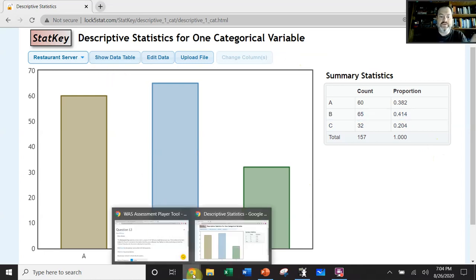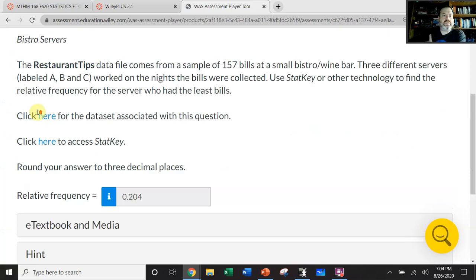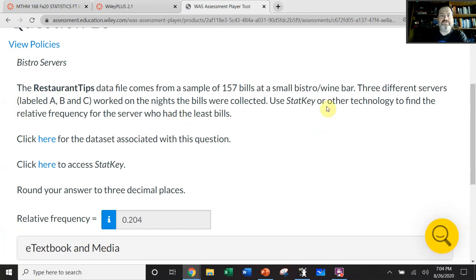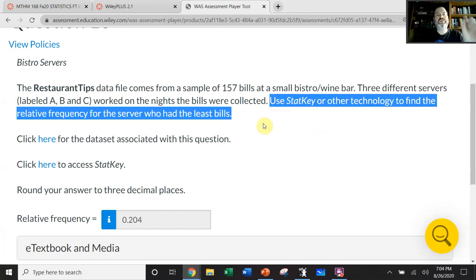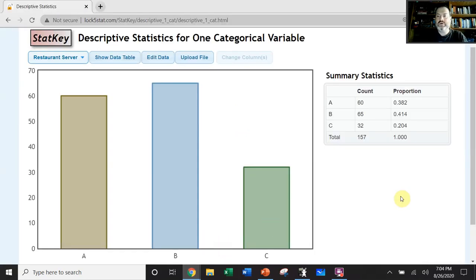And so let's look at what the homework question is asking us now. Find the relative frequency for the server who had the least bills. So which server collected the fewest bills? Well, you can see the proportion right here. You can use the graph. There's a bar chart, or you can see real clearly the proportions here. So you can see that server C only had about 20% of the bills. So that's 0.204. And so that's how you do that problem.